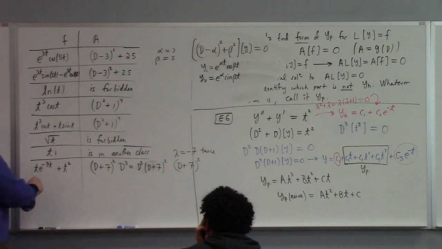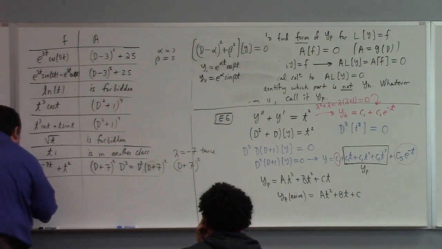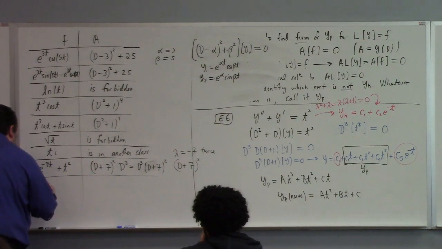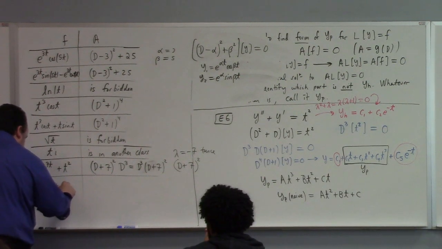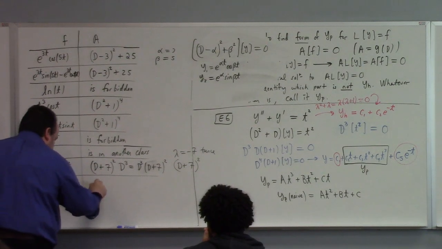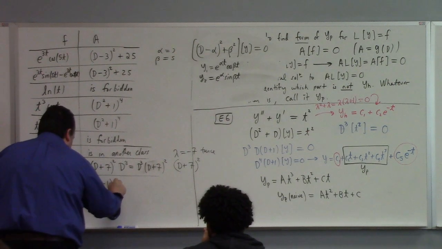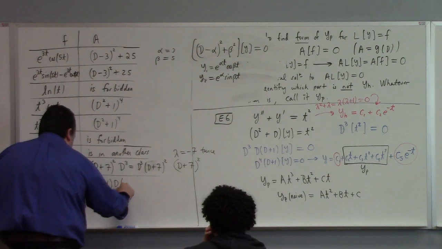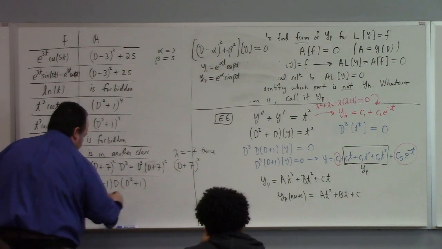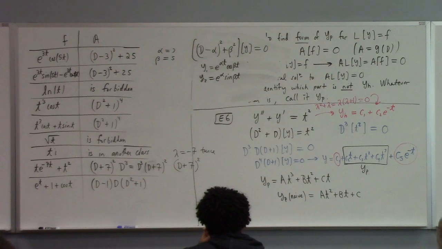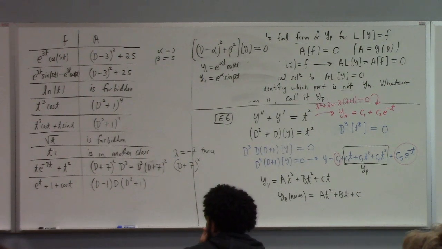If I had e to the t plus 1 plus cosine t, if I had 3 things, I would do a (D minus 1) for the e to the t, a D for the 1, and a (D squared plus 1) for the cosine t. That would be my annihilator. All right. I hope you guys start to see the pattern. Did you start to see the pattern?